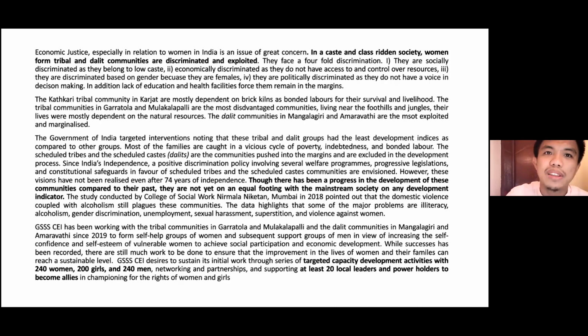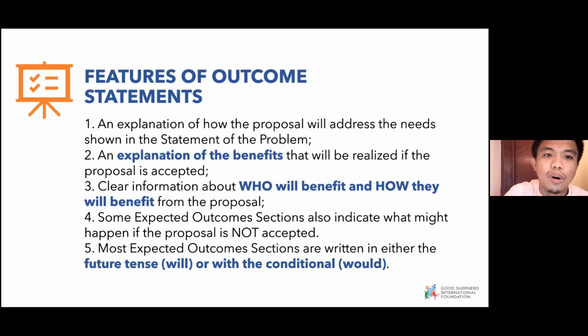In the problem statement, you usually say what the general problem in the geography is, what laws are not being implemented, and what the gaps are in the implementation or in the rule of law. But when you link it towards the rationale, you already say that there is an explanation of how the proposal will address the needs as shown in the statement of the problem. It already provides an explanation of the benefits. It gives clear information on who will benefit and how they will benefit.